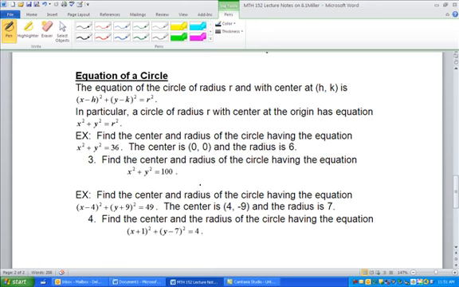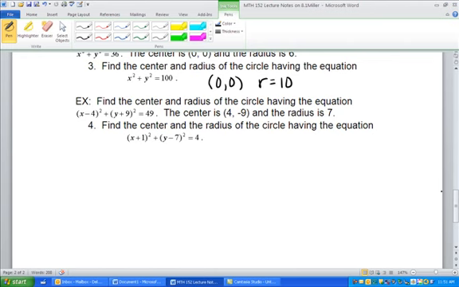Okay, so think for a moment. We're just going to pause briefly here. What would be the center and the radius of the equation in number 3? x squared plus y squared equals 100. Okay, good. The center again would be at the origin, and the radius would be the square root of 100, which is 10.